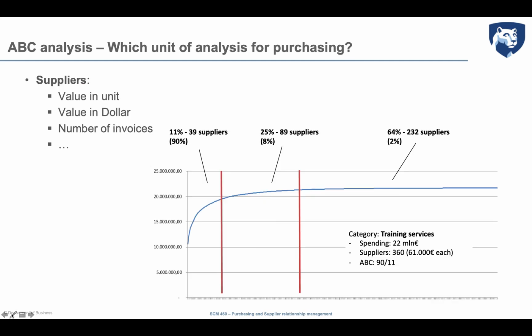Another type of item is supplier. So I don't want just to know which categories are class A, B, and C in light of how much we spend, how much quantity we manage, how many orders we manage, how many buyers we employed, but we can also analyze suppliers. So we can understand which suppliers can be classified as A, B, C in terms of how much we buy from them in dollars, how much we buy from them in quantity, how much we manage from them in terms of invoices and orders, and so on. So the idea is still the same.